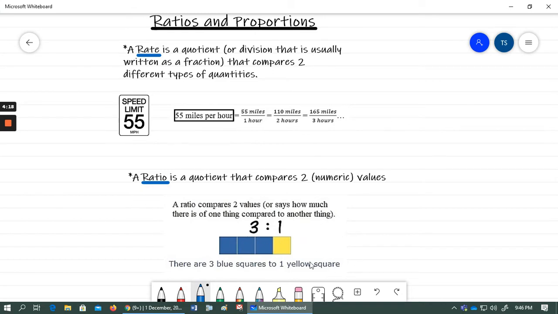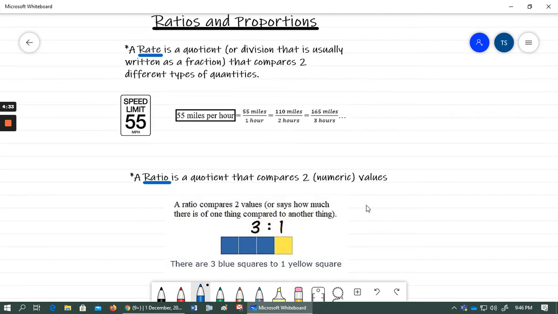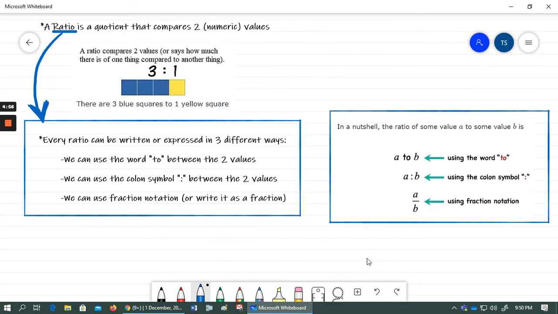Now, for those who remember how we can write out ratios, this should look familiar: the 3 with that little colon and the 1. But just in case you don't remember certain things about ratios, we're going to remind you of those things. A ratio is a quotient that compares two numeric values, and when we say that, we mean that it tells you how much there is of one thing compared to another thing.